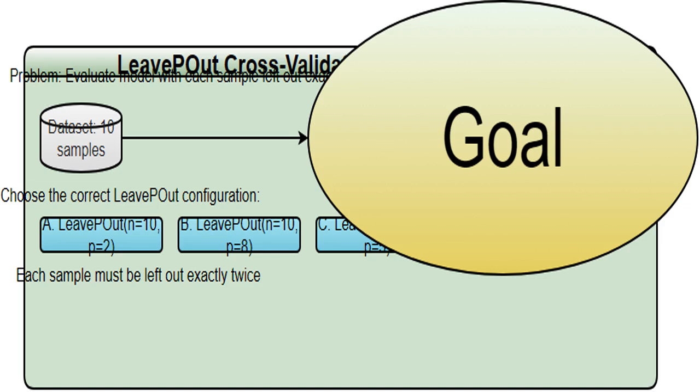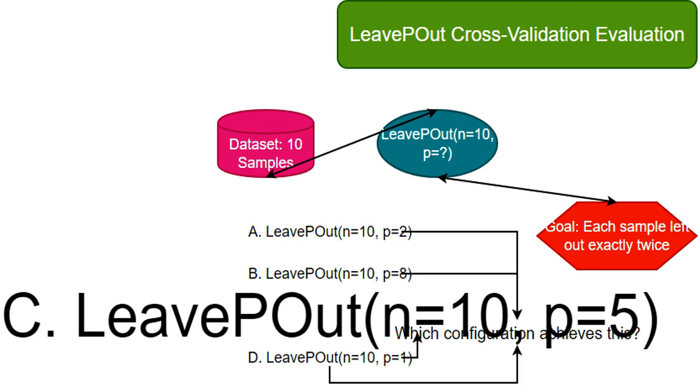It highlights the core requirement, which involves the LeavePOut parameters and the resulting number of times each sample is left out for testing. The goal is to find a configuration where each of the 10 samples is omitted precisely 2 times during the cross-validation process. This ensures a balanced evaluation of the model's performance. Think of it like making sure every student gets exactly 2 turns to answer a question in a classroom test.